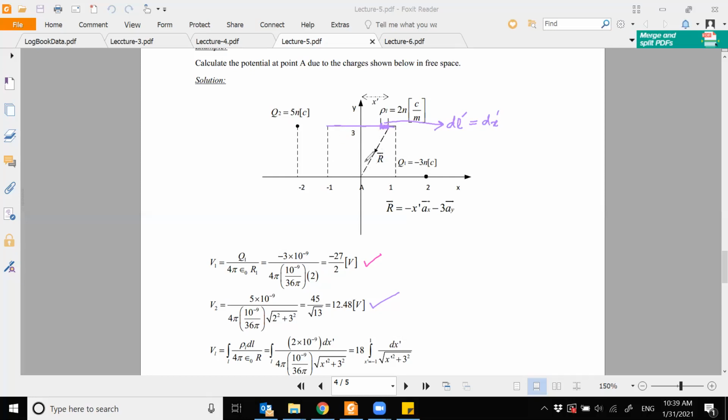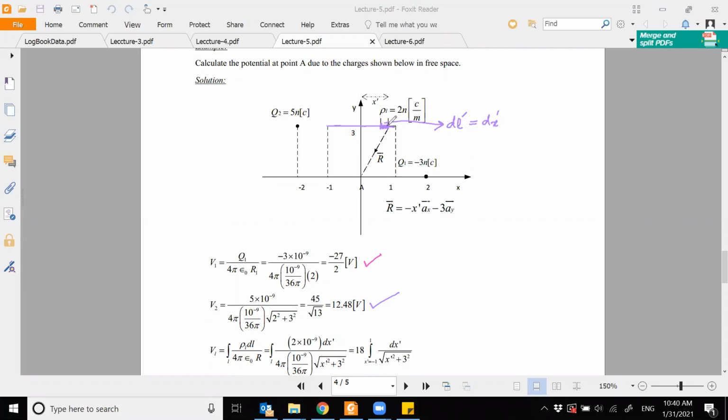So now how to get this? VL is integral over L, rho L dl over 4 pi epsilon r. So rho L is what? 2 nanocoulomb per meter. dl is nothing but my dx dash, over 4 pi epsilon naught r.